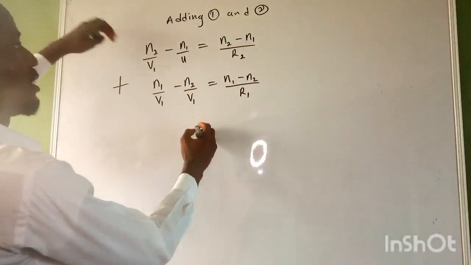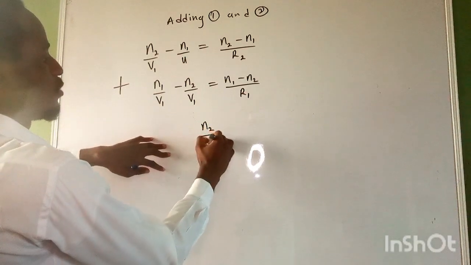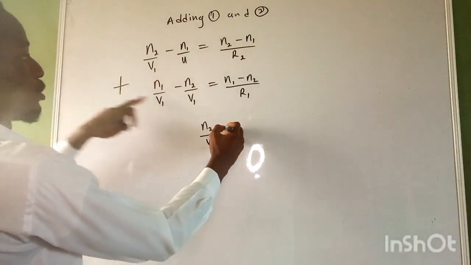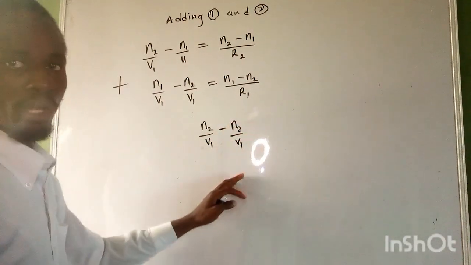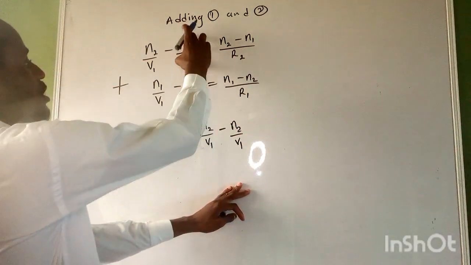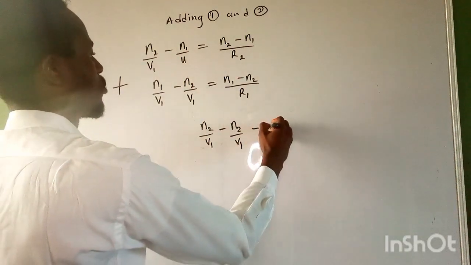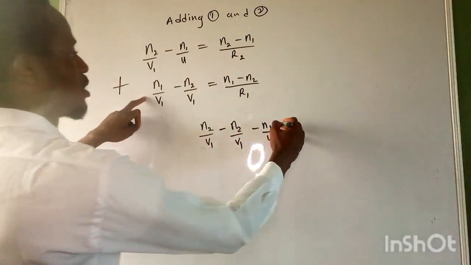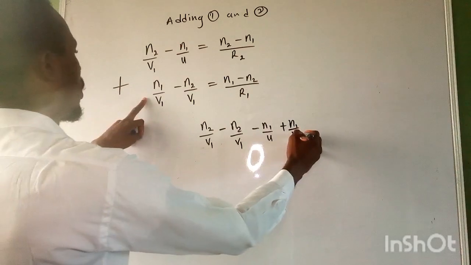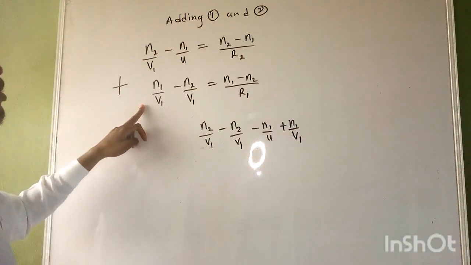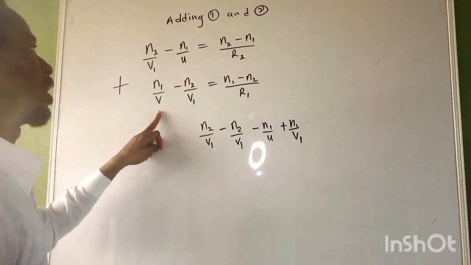In order to add them, I would love to add this with this, so that is n2 over v1, minus plus minus this, that will give us n2 over v1. We know that will be 0. Now let's take this and this together. So I'll be having minus n1 over u with plus n1 over v1. Okay, so this should be v rather. This should be v, not v1.